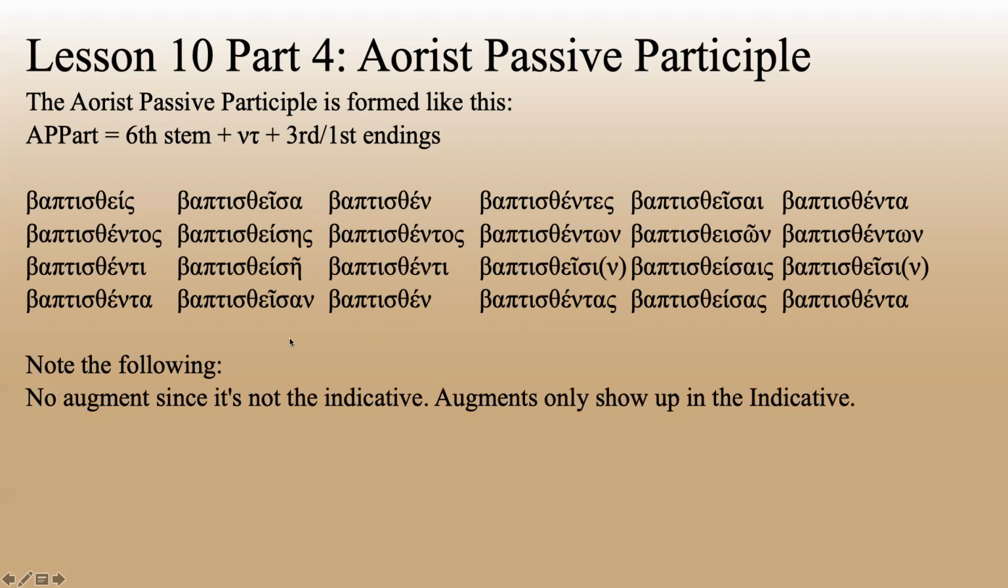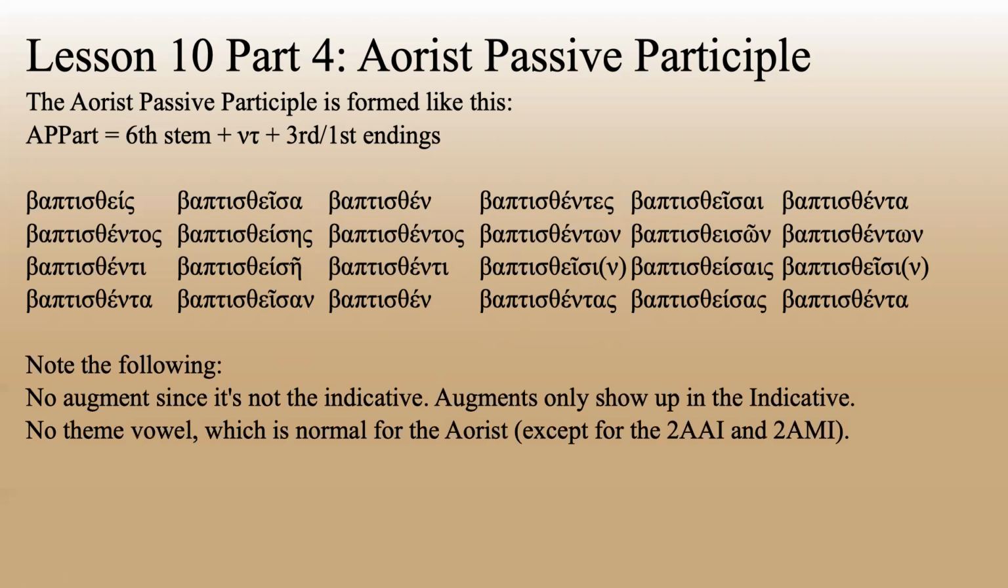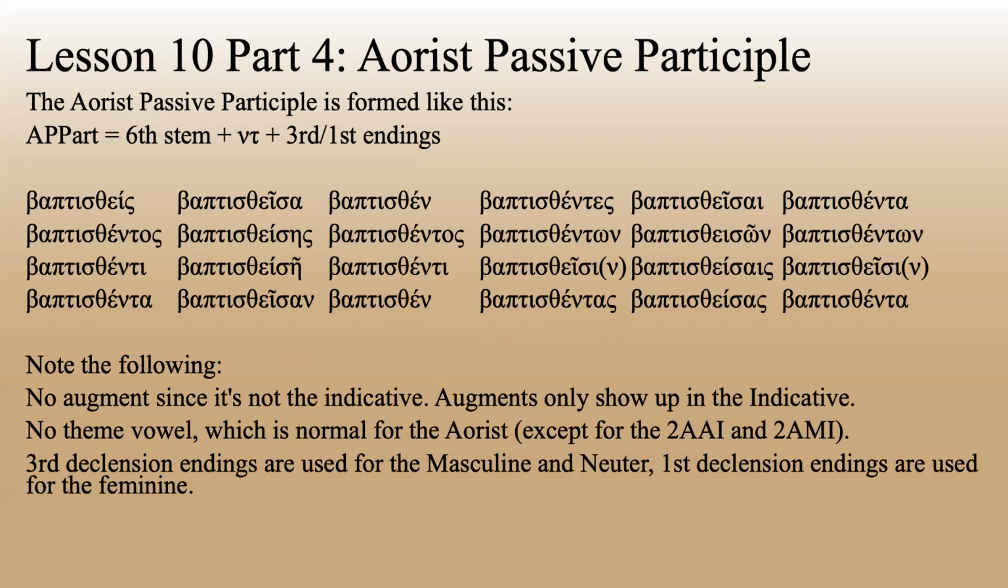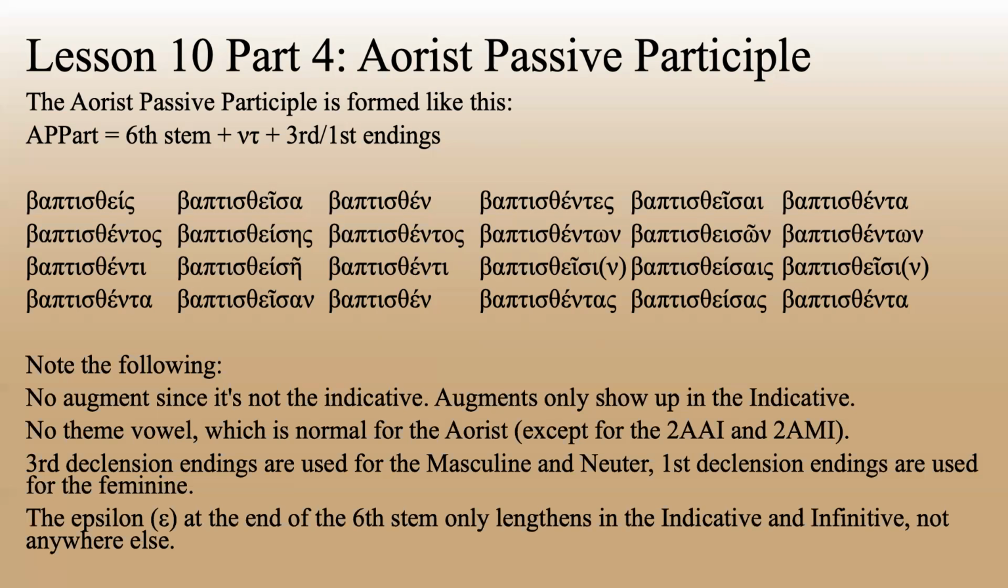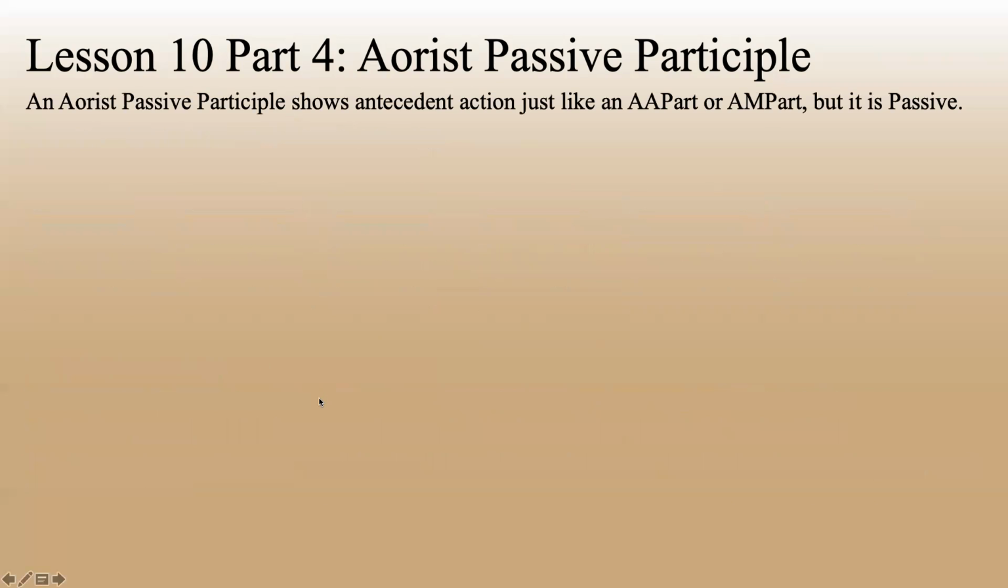So note the following. No augment, since it's not the indicative. Augments only show up in the indicative. No theme vowel, which is normal for the aorist, except for second aorist. And the third declension endings are used for the masculine and neuter. First declension endings are used for the feminine. The epsilon at the end of the 6th stem only lengthens in the indicative and in the infinitive, not anywhere else. So we don't have that lengthened into an eta here. We're keeping just the epsilon. And of course, it's going to blend in the feminines there, and it's going to become epsilon iota, but we're still not seeing any etas anywhere.